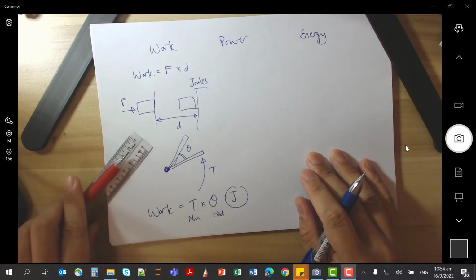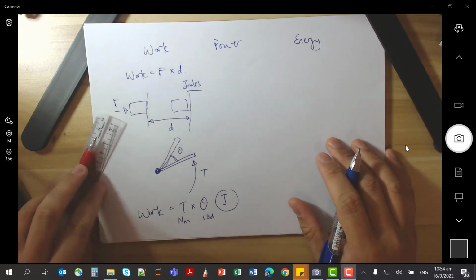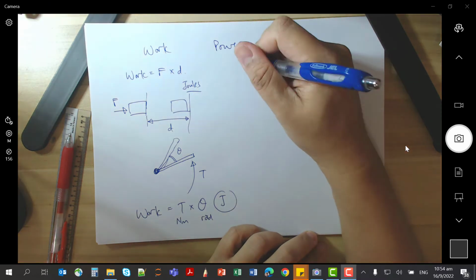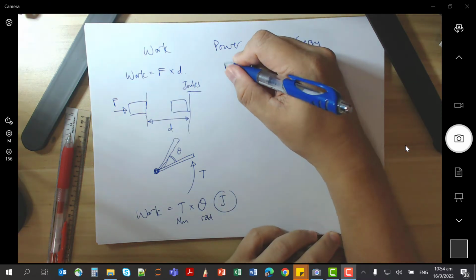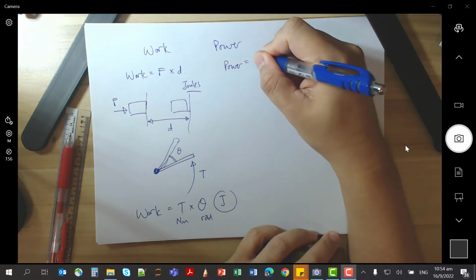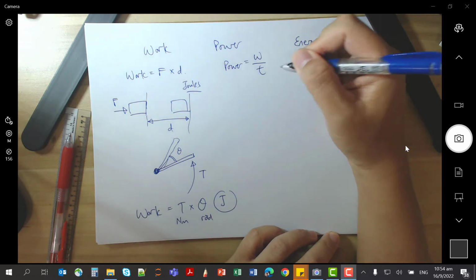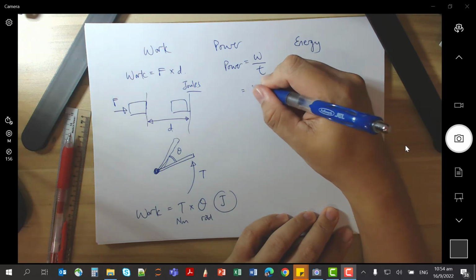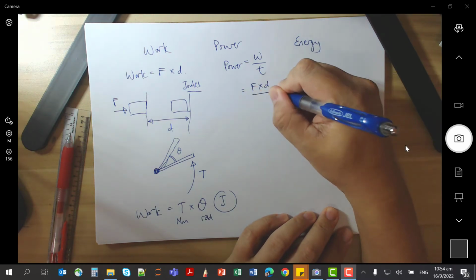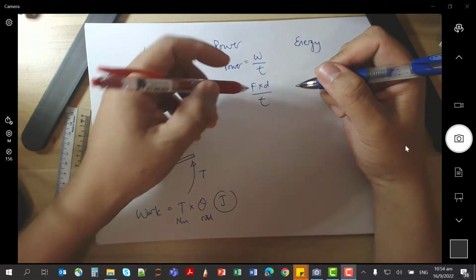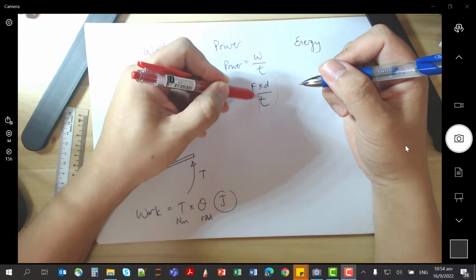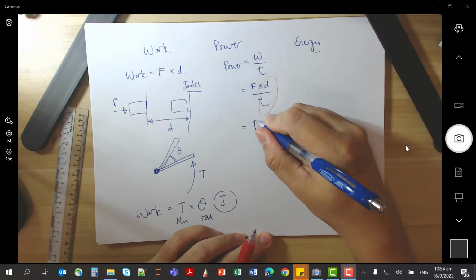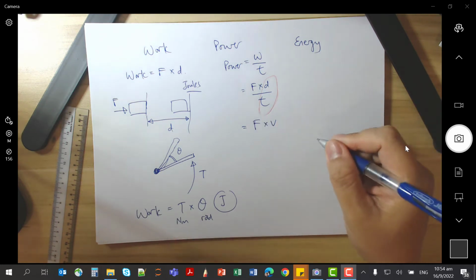Power is the rate at which the work is being done. The rate means the work done over time, the amount of work that you have done over time, which is force times distance over time. If you look at this formula, distance over time will actually give you speed, velocity. So it's also force times velocity.